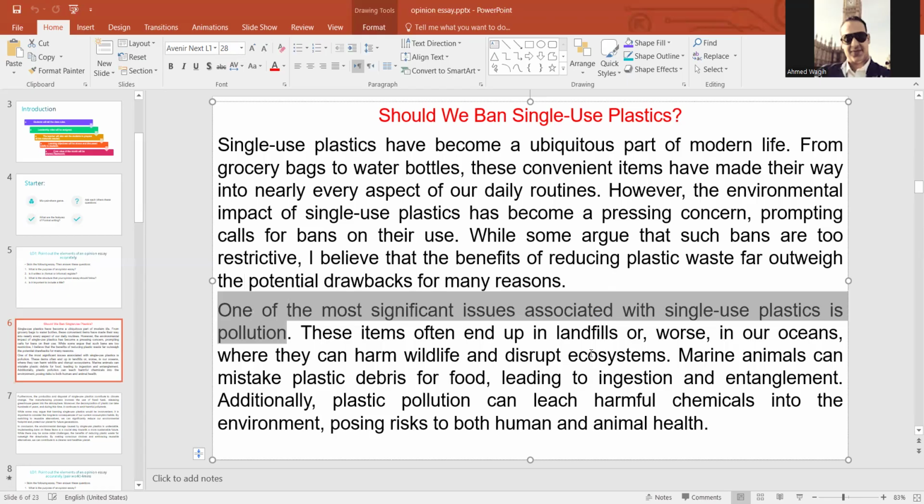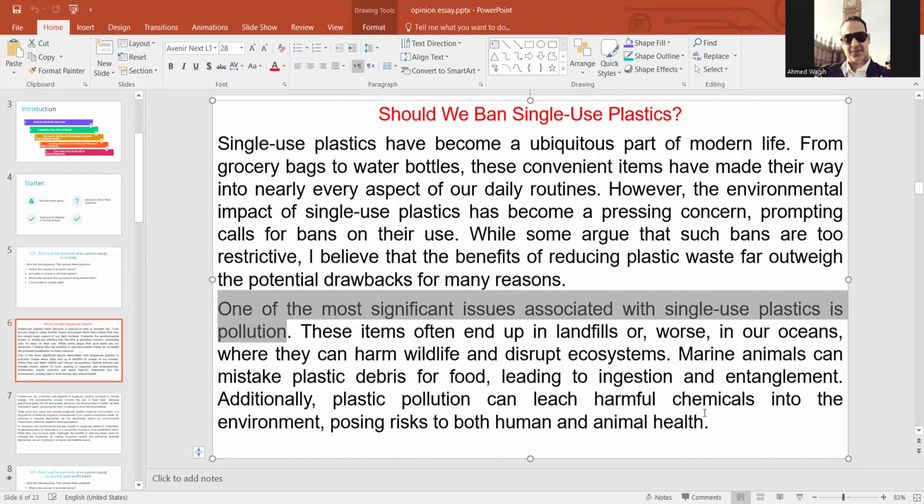These items often end up in landfills or worse, in our oceans, where they can harm wildlife and disrupt ecosystems. Marine animals can mistake plastic debris for food, leading to ingestion and entanglement. Additionally, plastic pollution can leach harmful chemicals into the environment, posing risks to both human and animal health. This is the first paragraph supporting your opinion or point of view.